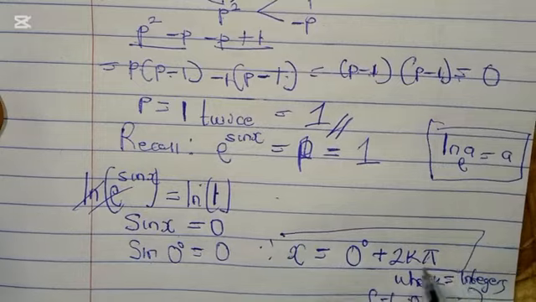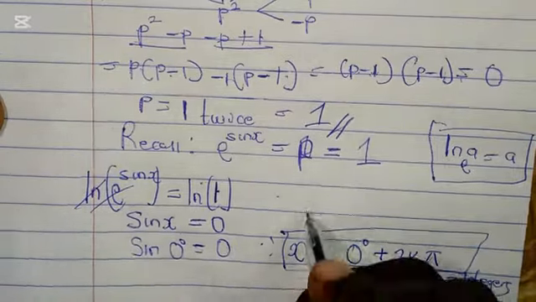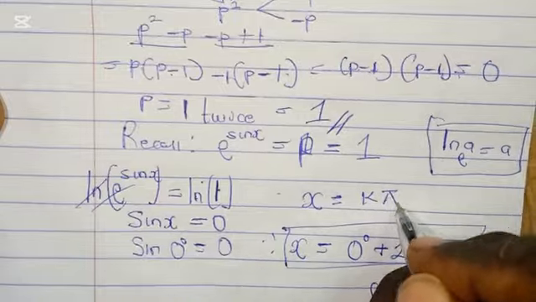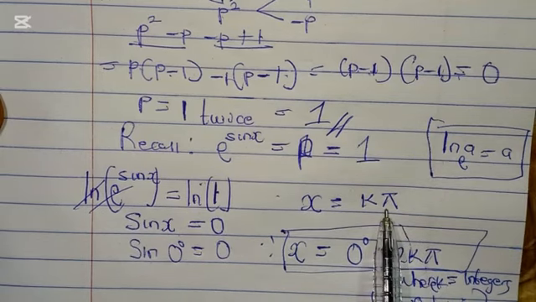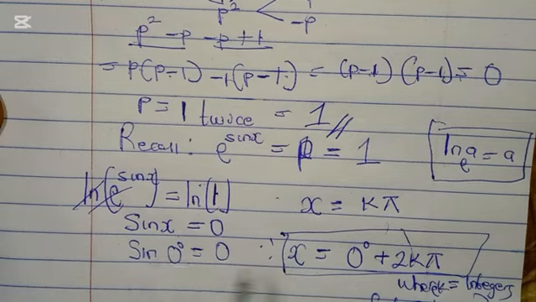So this is the answer, and we can also leave our answer in this form by saying that x is equal to k pi. Don't forget, pi is 180 degrees and k stands for the integers. This is still a solution.